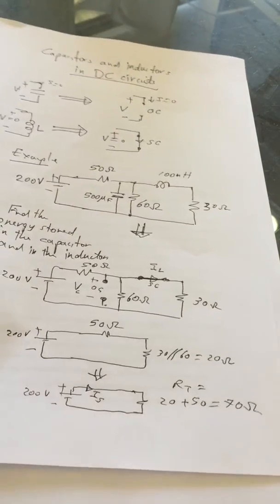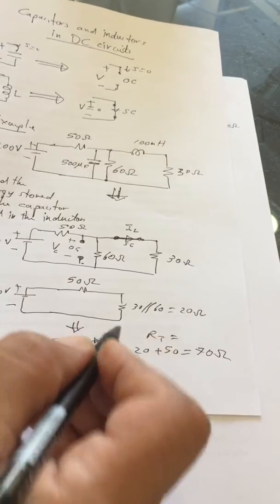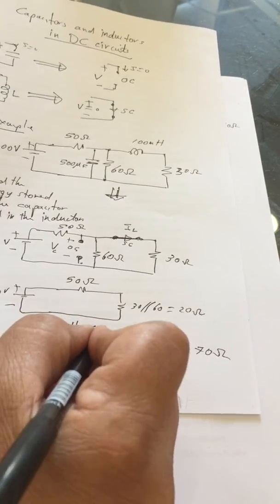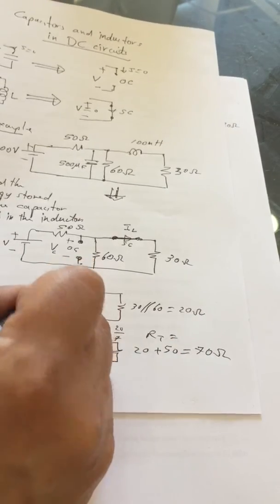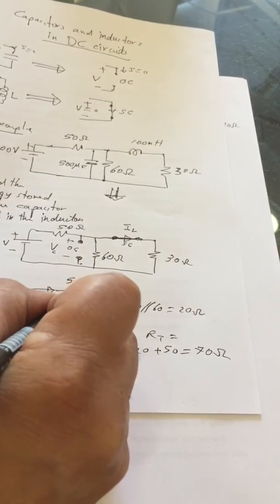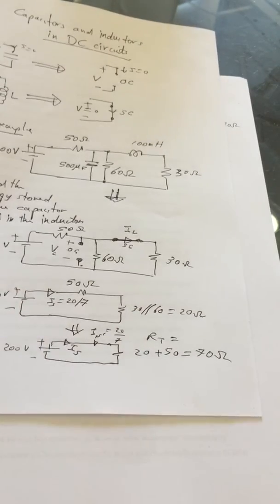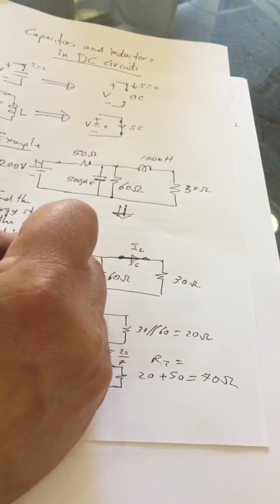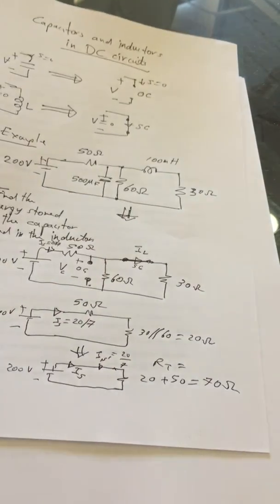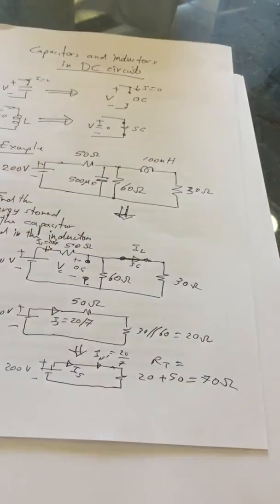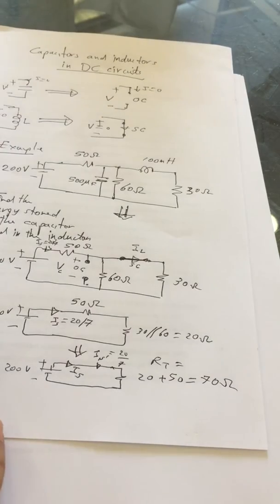Now we go back to the circuit. What we have here, I supply equal 20 over 7. This is the same current I supply equal 20 divided by 7. And this will be the same current I supply equal 20 divided by 7. Okay? Now this current will be distributed among both resistors, the 30 ohms and the 60 ohms.